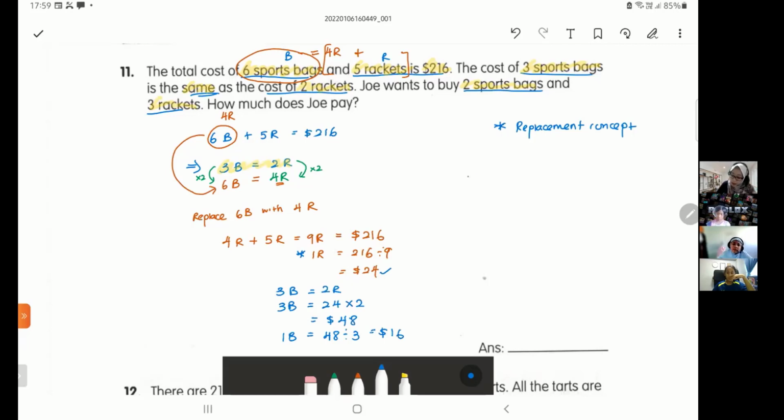And I will have 1 racket. How many do I buy? I buy 2 bags plus 3 rackets. That is 2 times $16 plus 3 times $24.